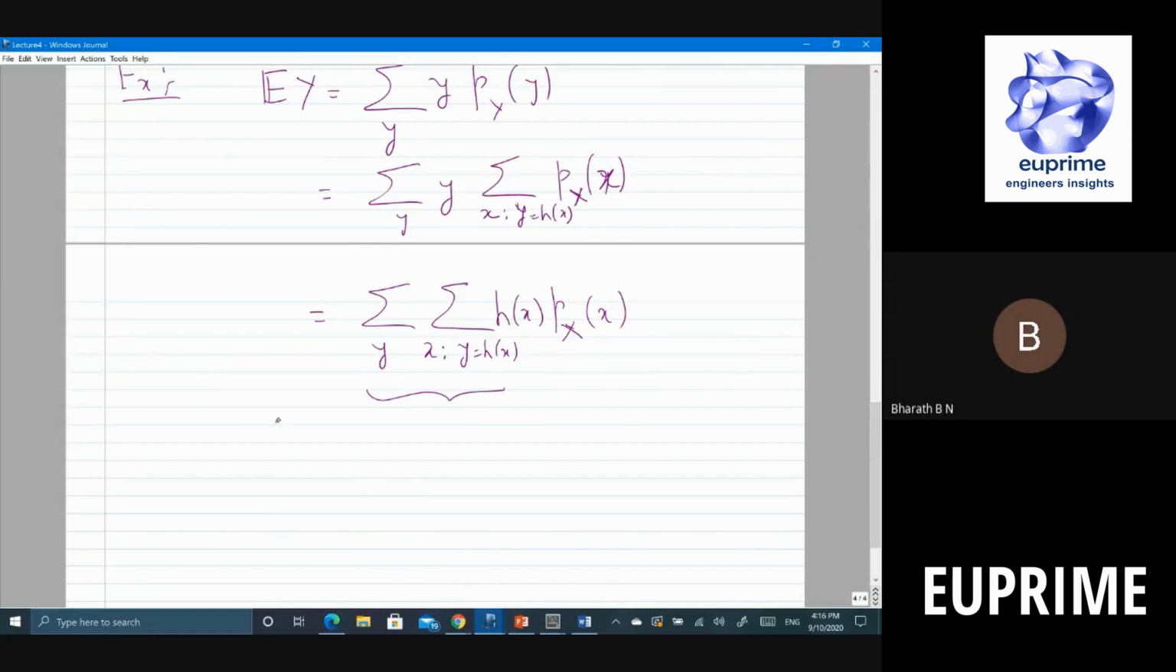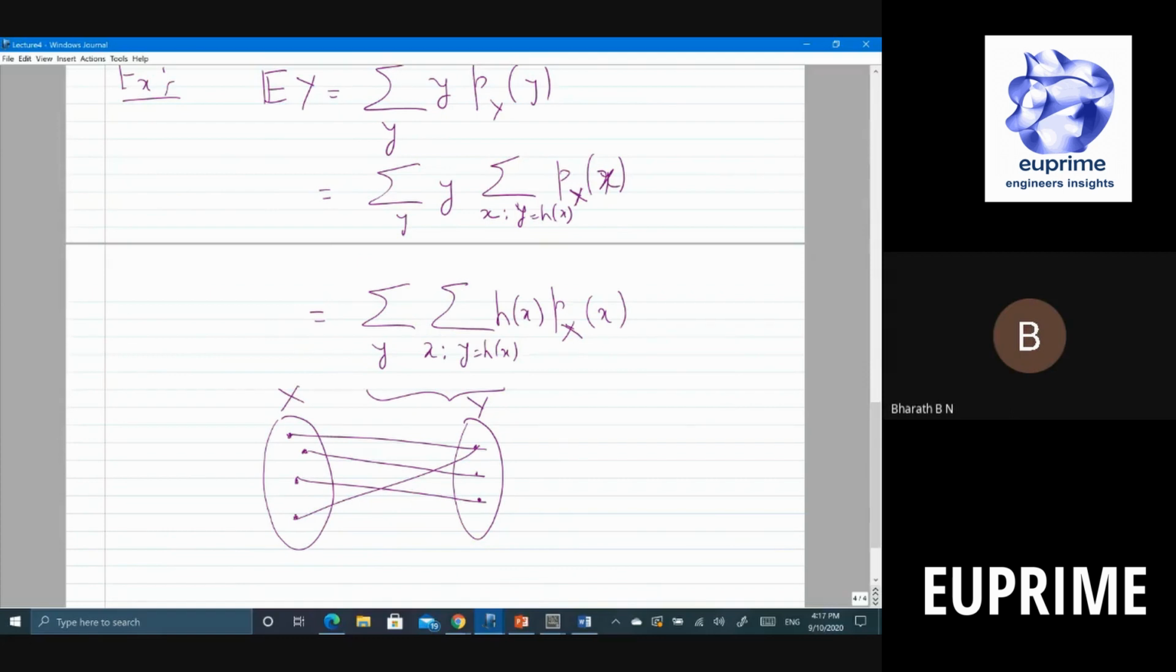For example, let me just give you. So x has, let's say, these points. Okay, y has these 3 points. For example, this gets mapped here, this gets mapped here, this gets mapped here. Now this is y and this is x, and the mapping is h of x.